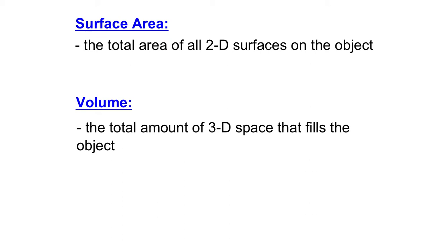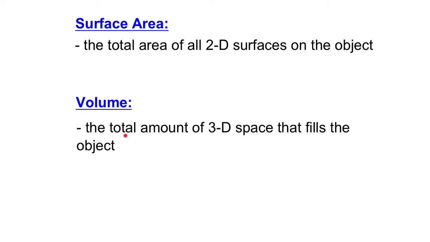So surface area is the total area of all 2D surfaces on the object. If I have a rectangular prism, there are 6 different surfaces made up of rectangles. If I found the area of each rectangular face and added them together, that would be the total surface area. An example would be wrapping paper. It goes on the outside of the box, the outside of the gift. It does not fill the inside.